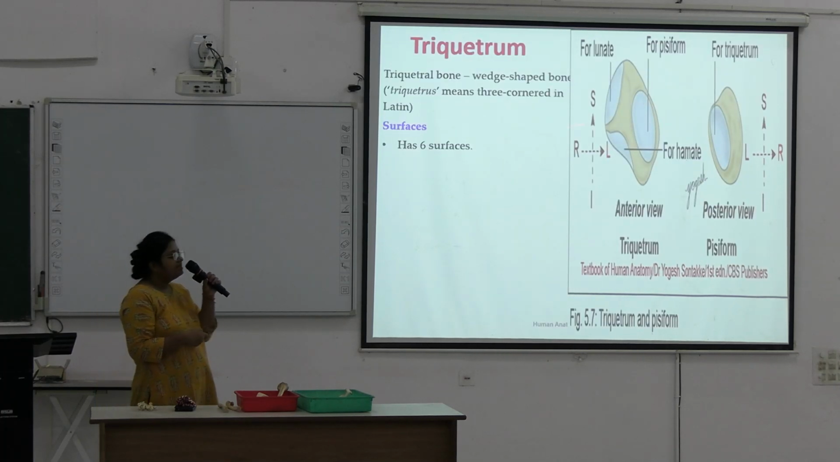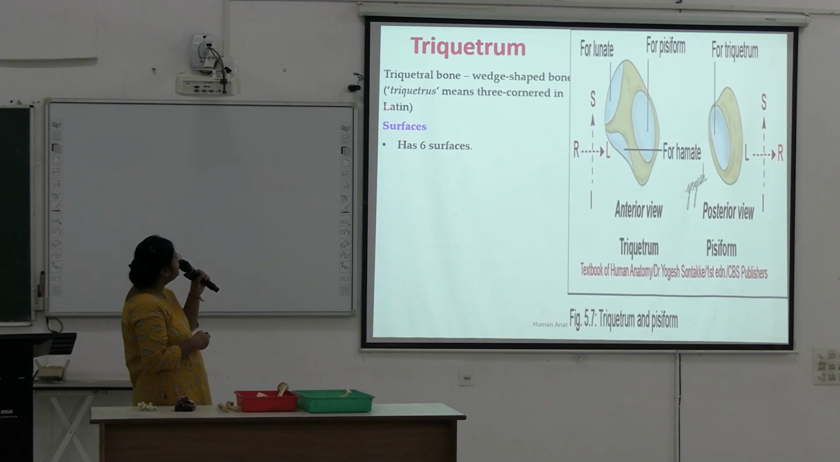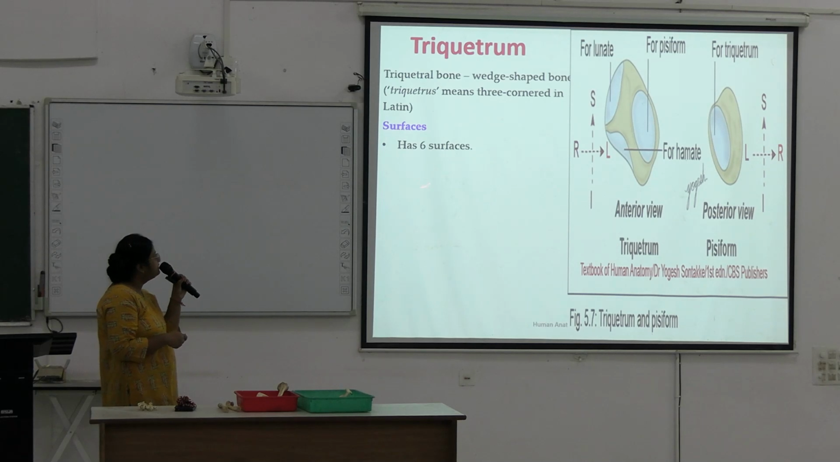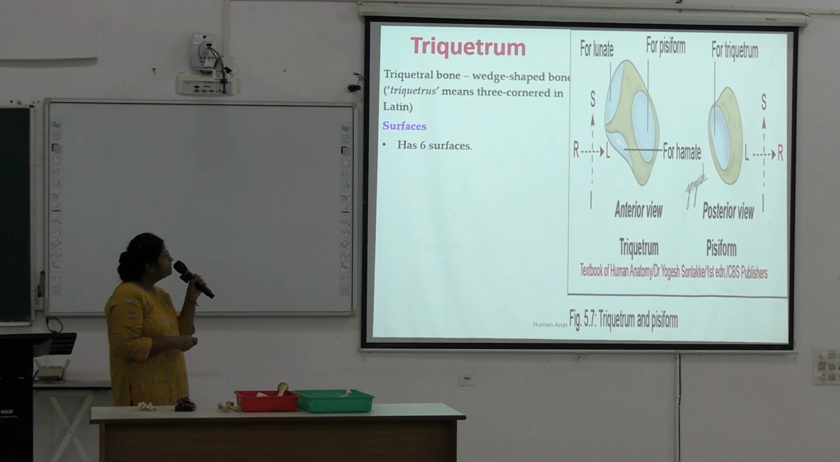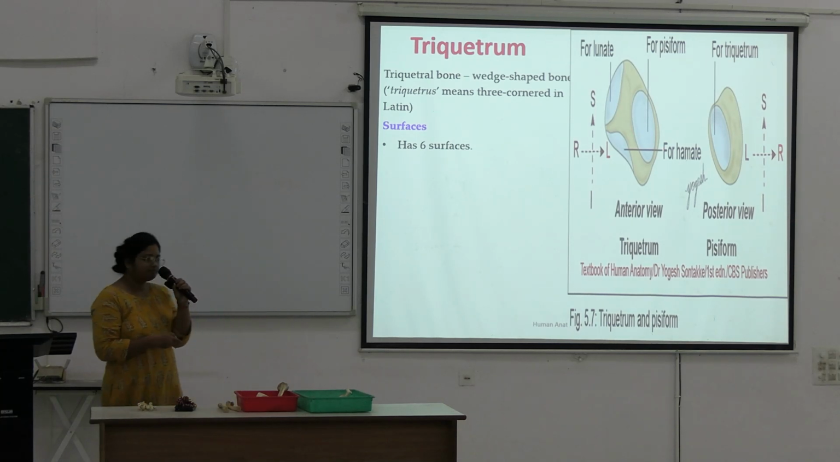Next we go to triquetral. Triquetral is a wedge-shaped bone and triquetrus means 3-cornered in Latin. It also has 6 surfaces. So this is one picture of triquetrum. And over the triquetrum, a circular facet is there which is for articulation with the pisiform. This is the pisiform bone, which is a pea-shaped bone, and it articulates above this triquetrum. Okay.